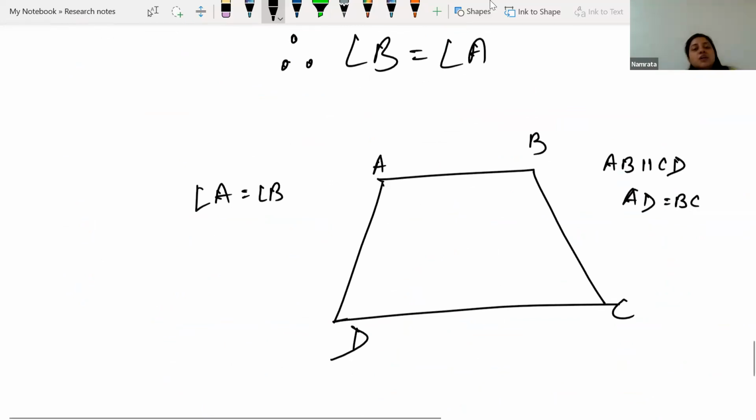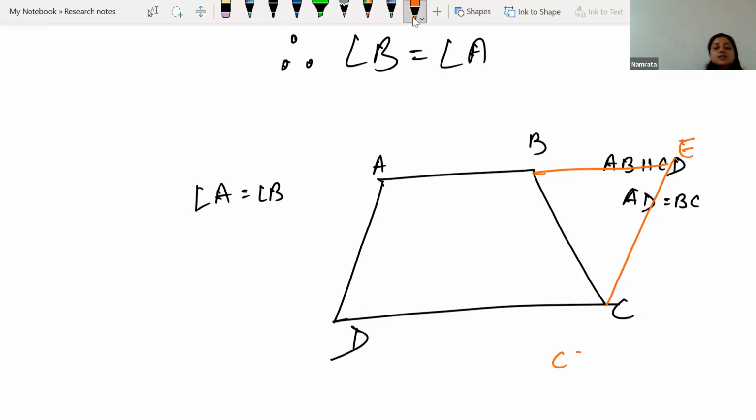Here we have done one construction by ourselves. We have just stretched this side like this and like this. And we are saying that this is E and we are saying that CE is parallel to AD. We have done the construction in such a way. Now we were able to prove that AECD is a parallelogram easily because opposite sides are parallel. Both the opposite sides are parallel, hence it's a parallelogram.